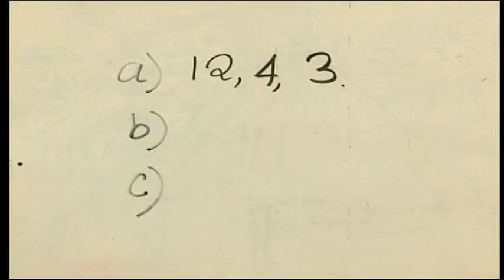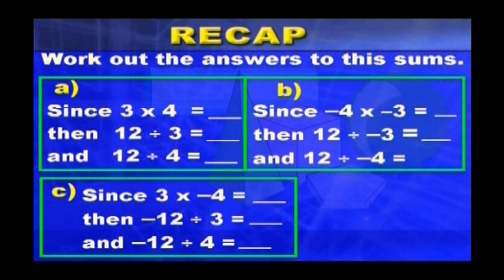Exercise B. Negative 4 times negative 3, 12 divided by negative 3, and 12 divided by negative 4. Can we have other students? Jubilee? Walter? We got to be fast.